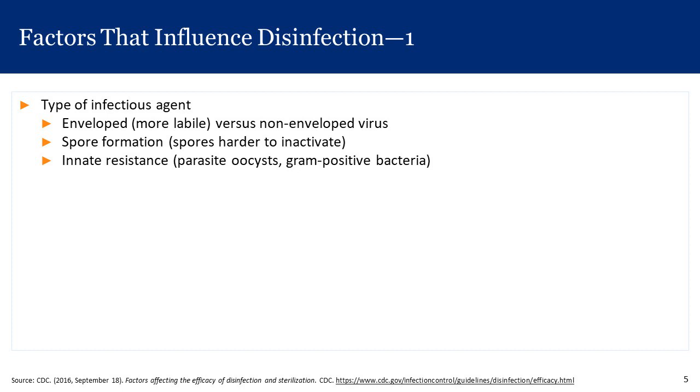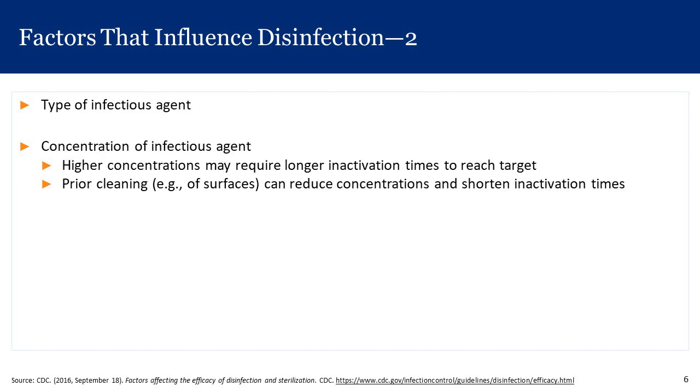And then there are some pathogens that have more innate resistance, like parasite oocysts are really difficult to decontaminate, as well as gram-positive bacteria tend to stick around in the environment longer than gram-negative bacteria because, again, they just have this intrinsic resistance. This can relate to the concentration of the infectious agent. So if you have higher concentrations, you may need longer inactivation times if you're using a disinfectant in order to reach whatever your target is, like a log reduction of X.